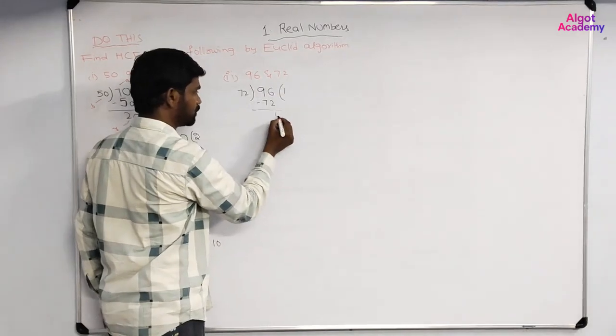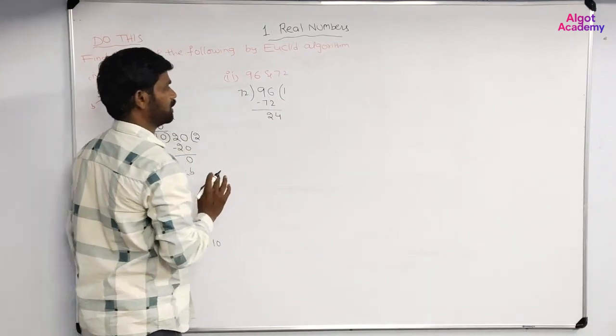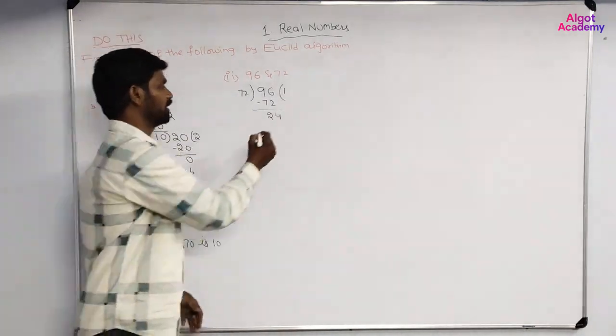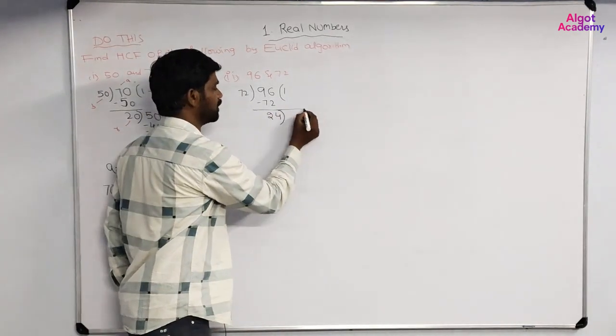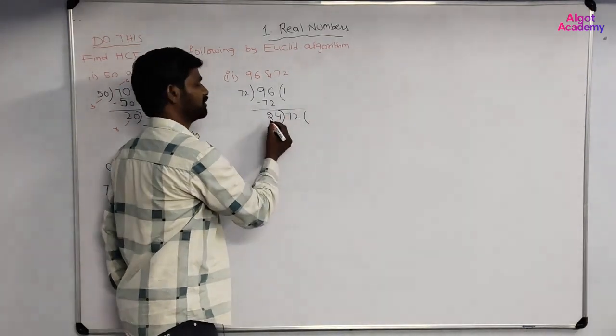Subtract 6 minus 2, it is 4. 9 minus 7, it is 2. So 24. Now 24 becomes the divisor, 72 becomes the dividend.